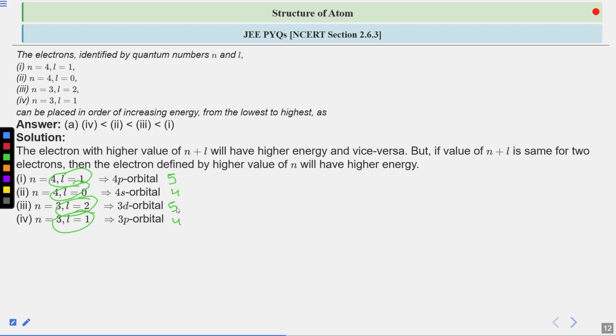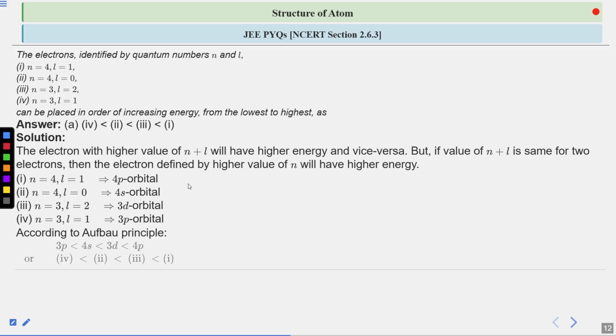But what will happen? Since 3p has a lower n value, it will have lower energy. So 3p will have the lowest energy because both its n plus l value and its n value are lower. Then will come the fourth one, then the second one, then the third one, because it has a lower n value although it has the same n plus l value as the first one, and lastly the first option. Therefore, according to the above principle, this is the order that we will get.